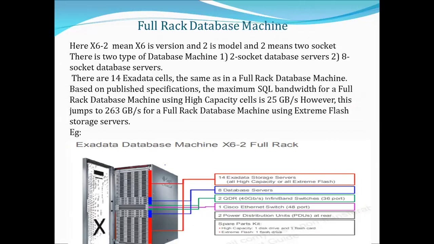Full rack database machine. The Exadata full rack machine comes in two versions. One is the X6-2 version, where 2 means two sockets. The other is the 8-socket database machine. So there are 14 Exadata storage servers in the full rack database machine, that is, 14 Exadata cells.